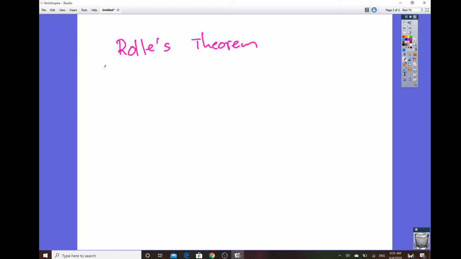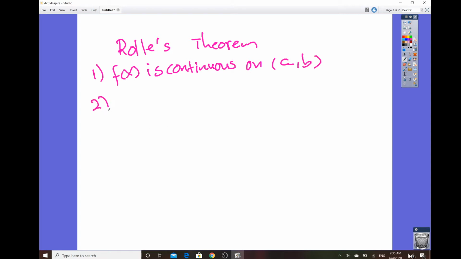For Rolle's theorem, you want to test all the conditions first. The function has to be continuous. So the first condition is showing that f of x must be continuous. Okay, so let me just change that one. The first requirement: f of x is continuous on the open interval from a to b. And then number 2, f of x is differentiable.